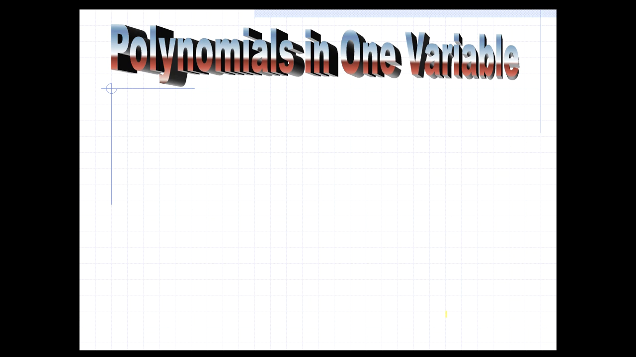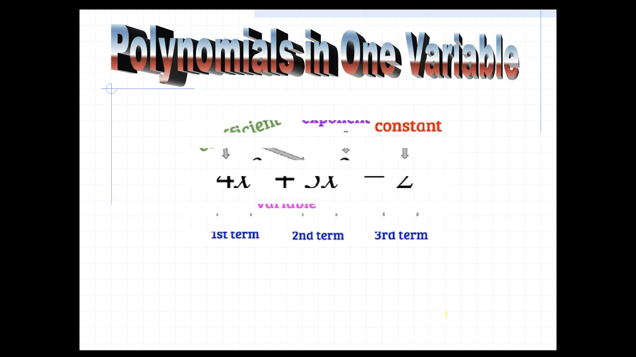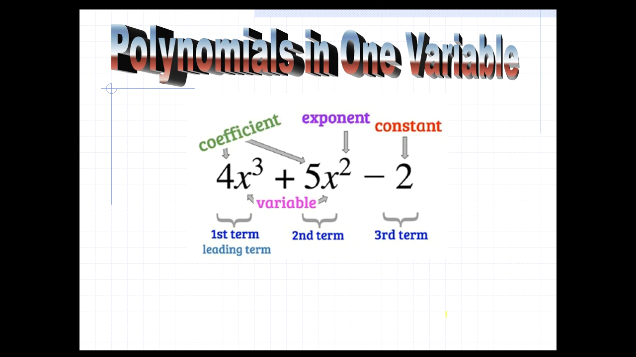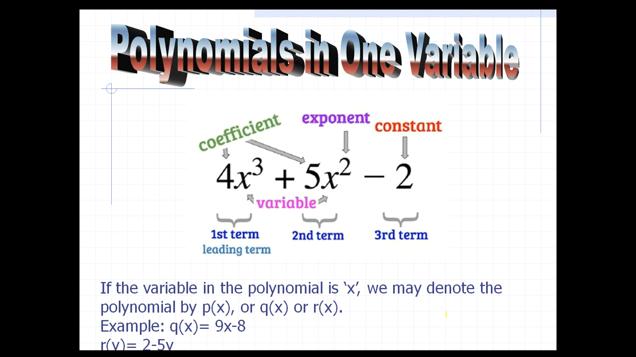Here, in our chapter, we will be focusing on polynomials in one variable. This is a polynomial in variable x. We will be using only one variable as the focus of our chapter. 4x cubed plus 5x squared minus 2 is a polynomial in x. If the variable in the polynomial is x, we may denote the polynomial by p of x or q of x or r of x.